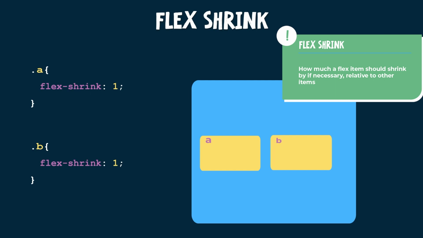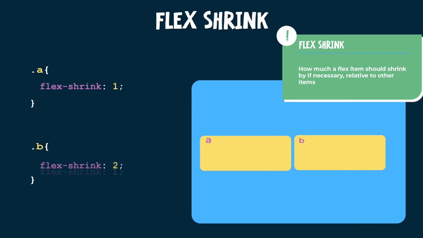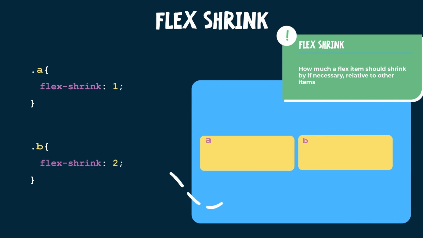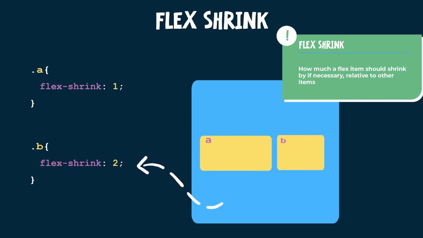Another example here would be that if child A is given a flex shrink value of 1 and child B is given a flex shrink value of 2, then child B will shrink twice as much as child A when our flexbox has been shrunk. So it'll end up being smaller if the parent is being shrunk.